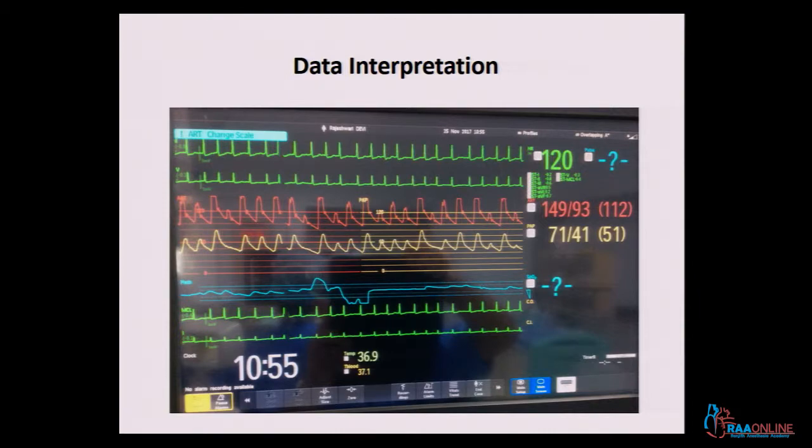How much is it? So this is how much? This is severe pulmonary artery hypertension. So we can grade the pulmonary artery pressures, whether it is mild, moderate, or severe. This is a patient of mitral valve disease, and you can see the PA pressures are high. There is atrial fibrillation also.